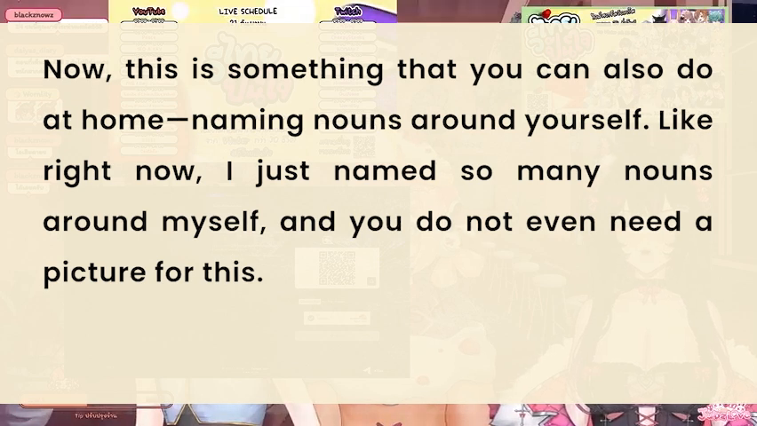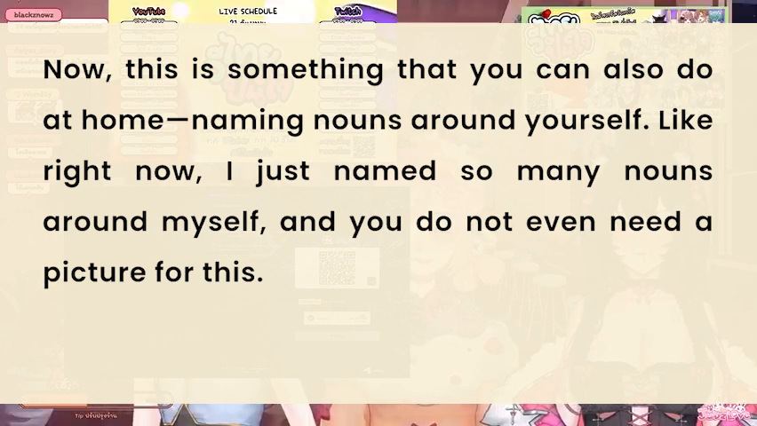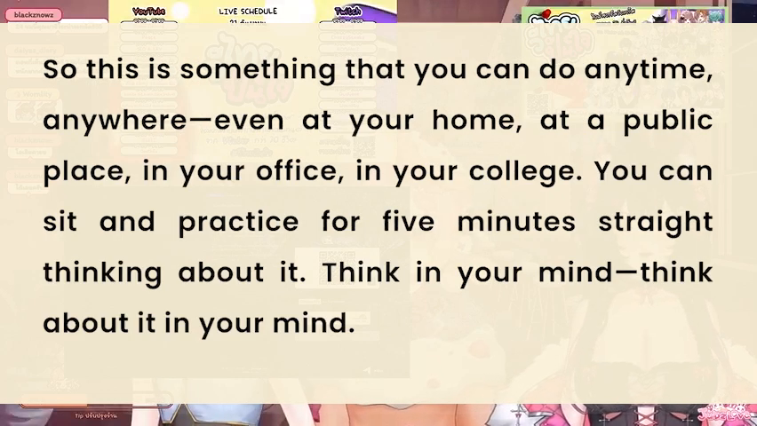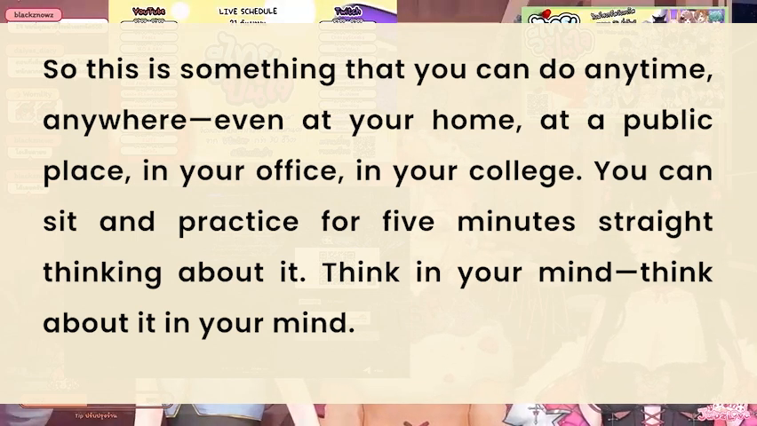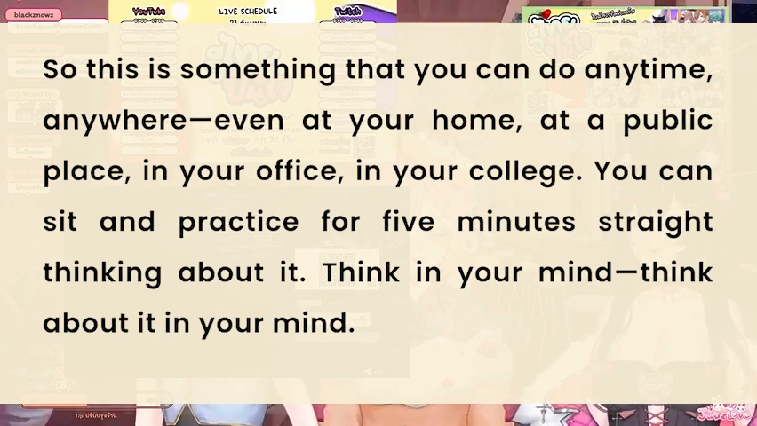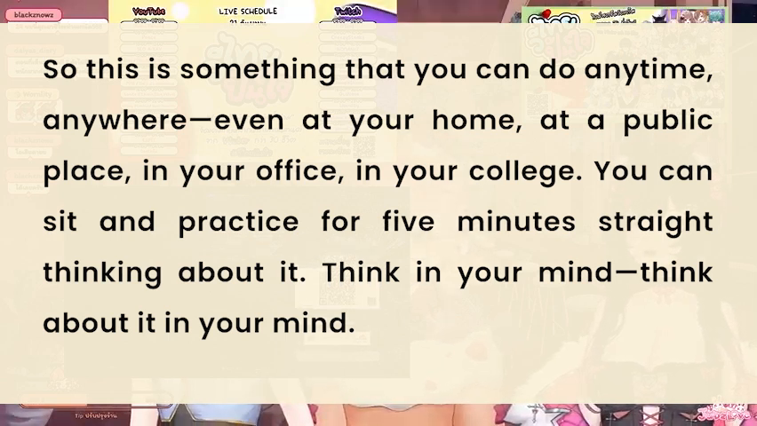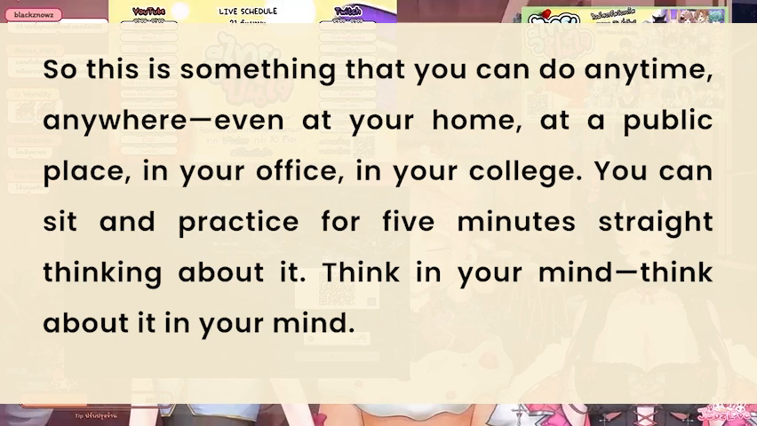Now, this is something that you can also do at home, naming nouns around yourself. Like right now, I just named so many nouns around myself, and you do not even need a picture for this. So this is something that you can do anytime, anywhere, even at your home, at a public place, in your office, in your college. You can sit and practice for 5 minutes straight.